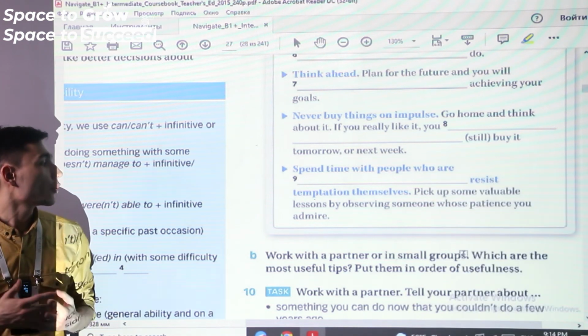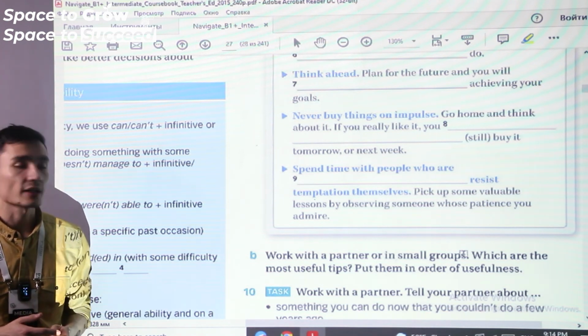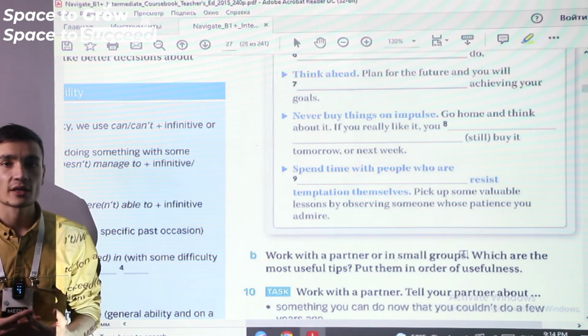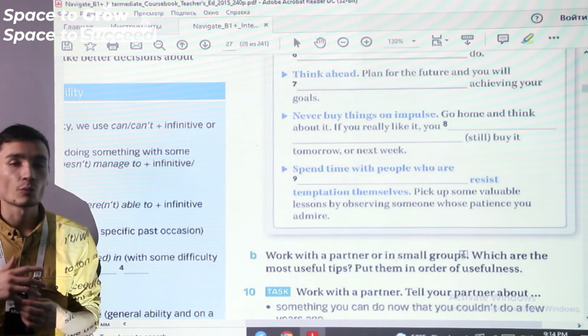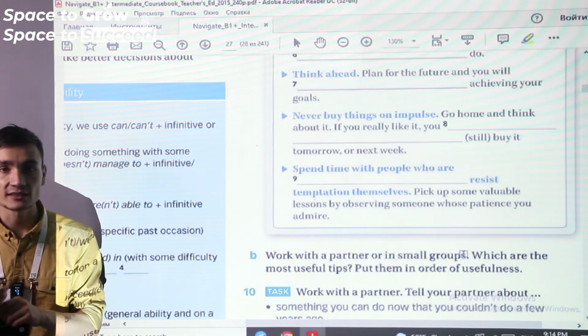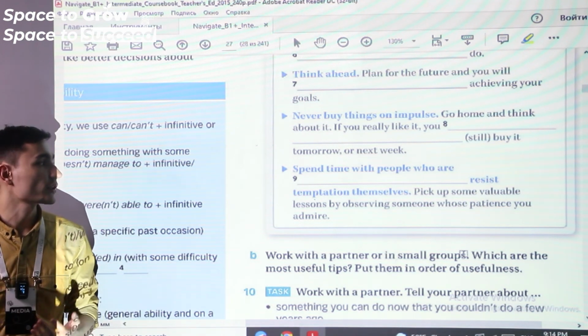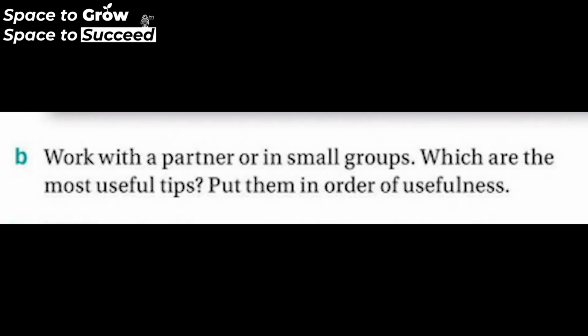Exercise 9b. Work with a partner or in small groups. Which are the most successful tips? Put them in order of usefulness. Now you have to work with your partner or in small groups and look at the tips and put them in order, in your opinion, which one is most important, which one is least important, and just put them in descending order from the most important to the least important. Pause the video and try to do this exercise in written form.